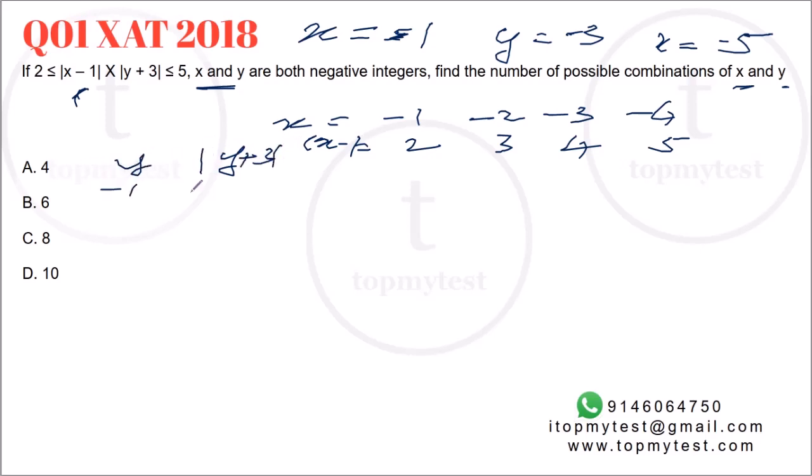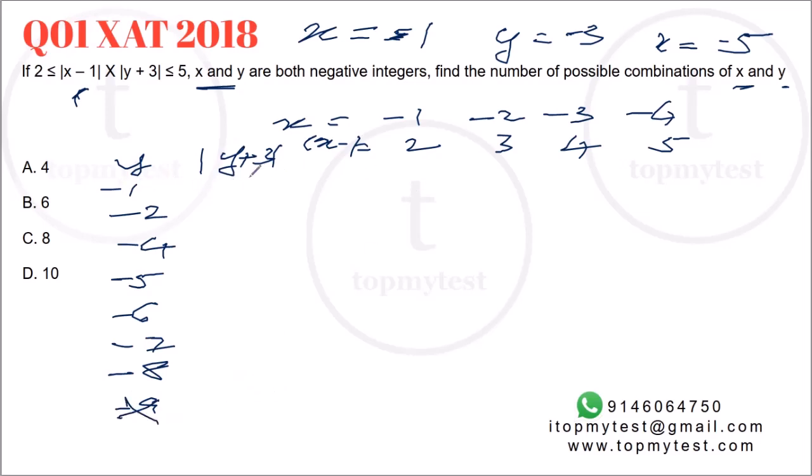Right, y can go from -1, -2. You cannot put -3. You can put -4, -5, -6, -7. You can go all the way till -8. If you put -9, modulus of y plus 3 will become 6. Again, the same problem as earlier, right?